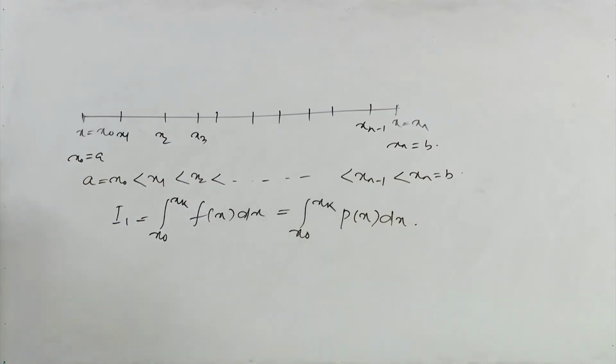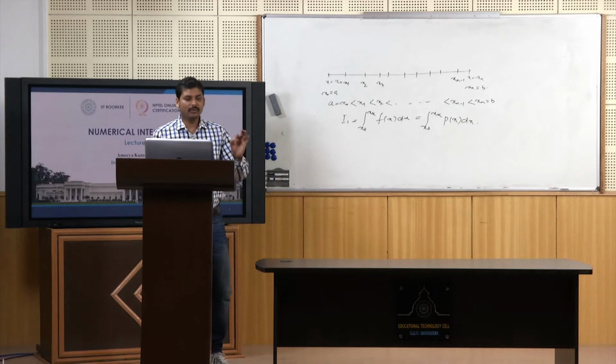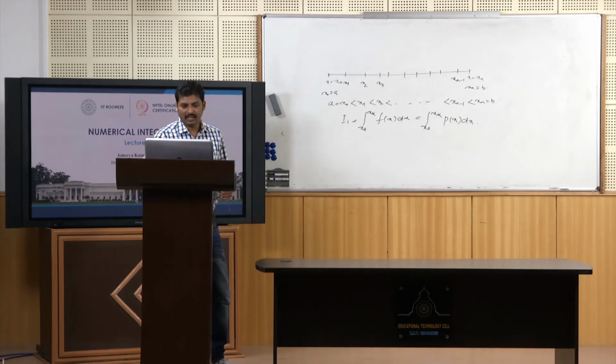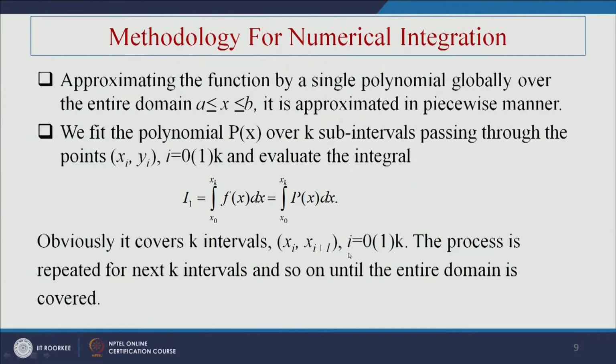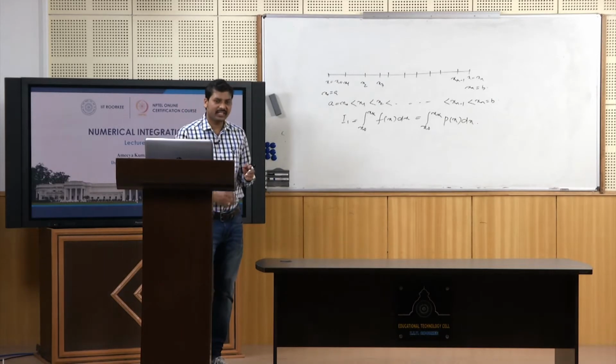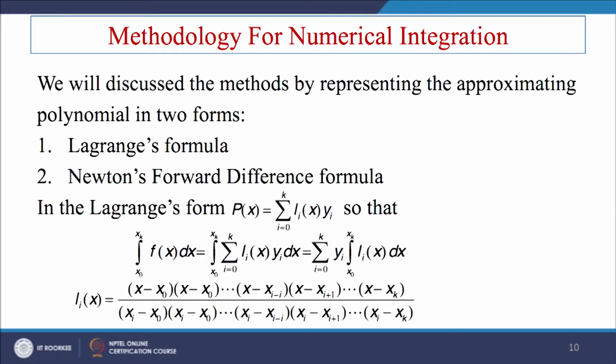Obviously, it covers k intervals, xi to xi plus 1 for i equals 0, 1, 2 up to k, and this process is repeated for all the intervals. This means that if it covers k intervals first, then in the repeated process the next interval also covers k intervals, until the entire domain is covered. Then we will discuss numerical integration using different interpolation formulas.